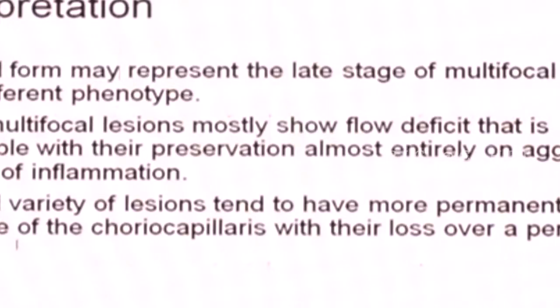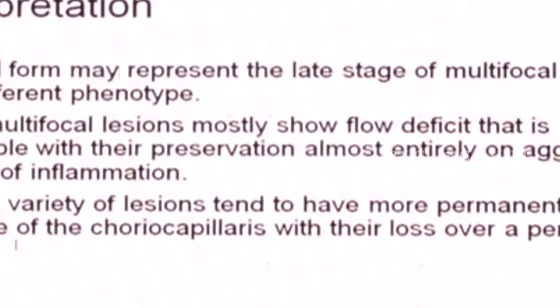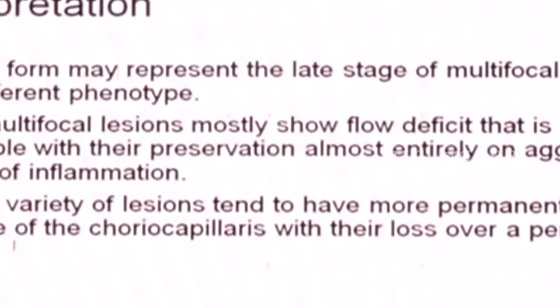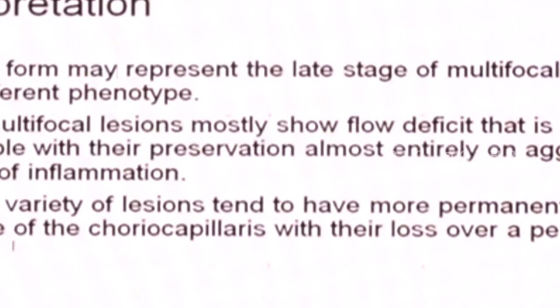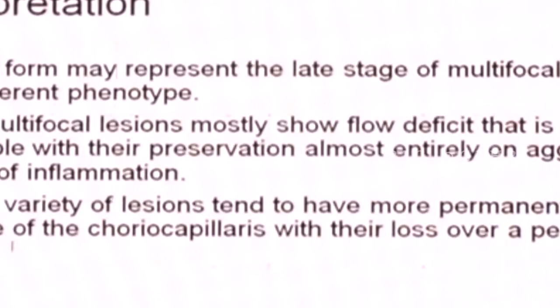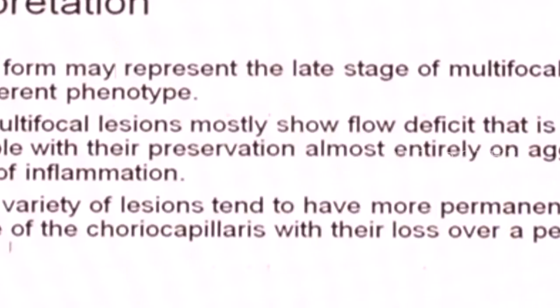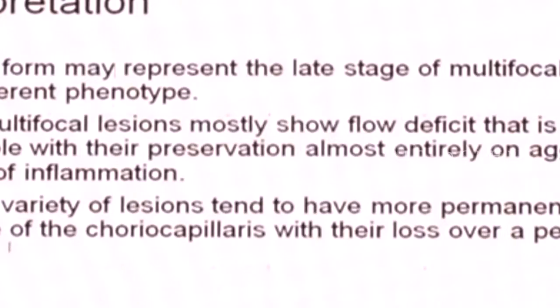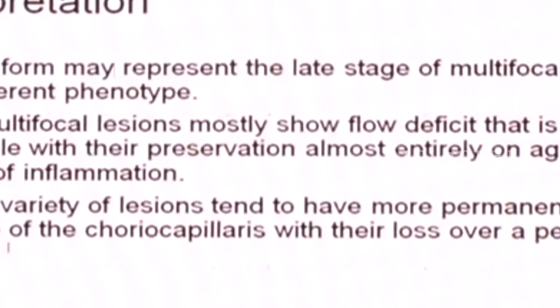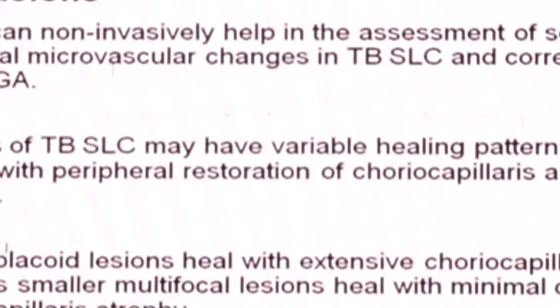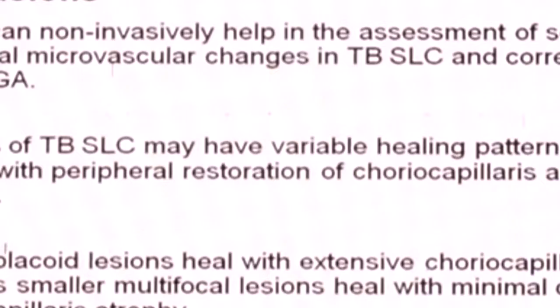We interpreted that the placoid form probably represents the late stage of the multifocal variety, or maybe it's a different phenotype, but that's the phenotype that doesn't show reversal. It is the multifocal variety which shows reversal. And it's important to give aggressive immunosuppression and steroids at the beginning, because you want to restore the flow as much as possible.